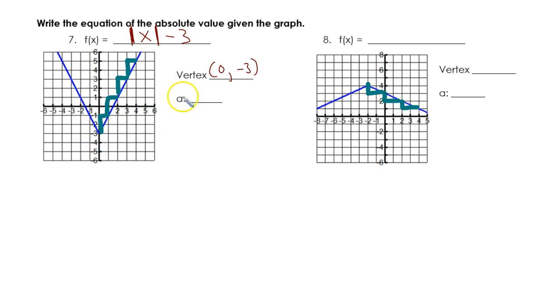Now, how do I find the number that goes in front, A? Well, first off, notice that the right side of the vertex is going uphill, so we know that A is positive. We know it's going to be a positive number.